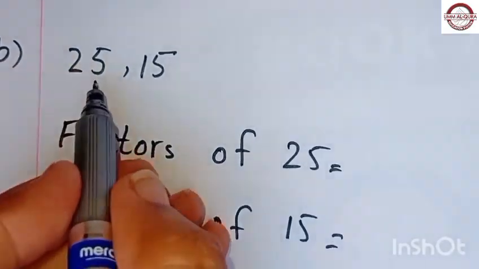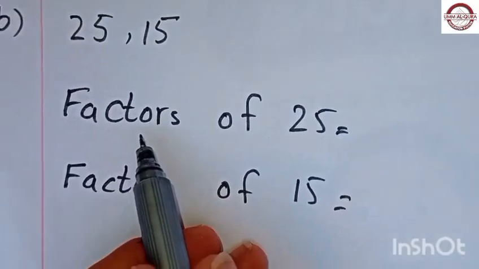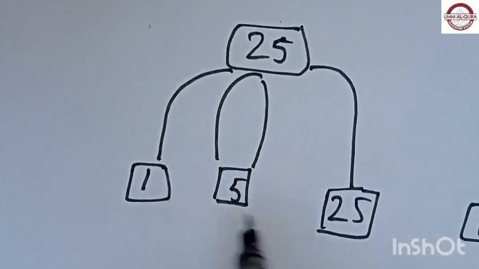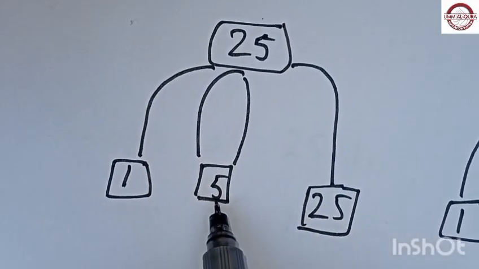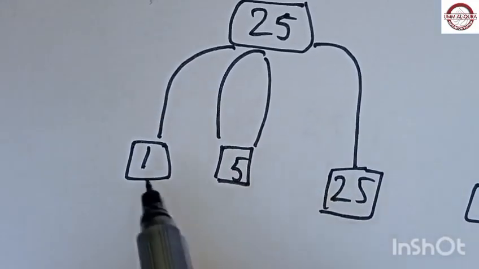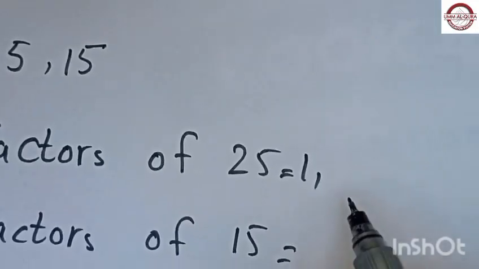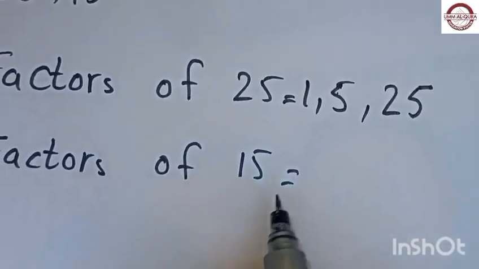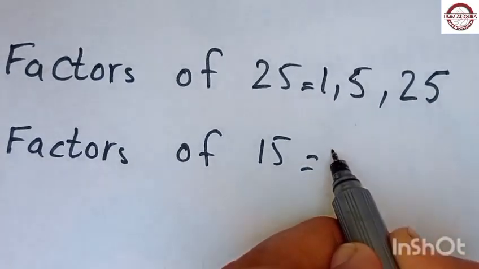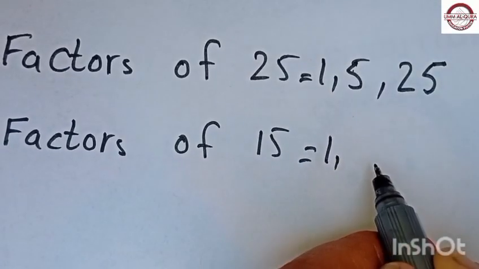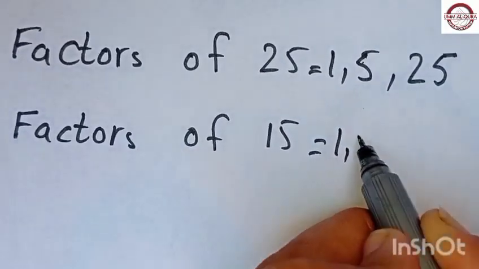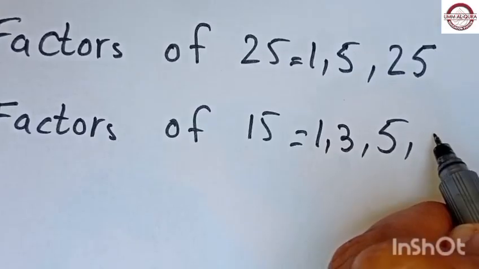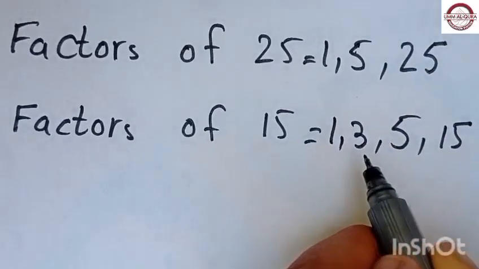In B part, we have values 25 and 15. First of all, we will find the factors of 25. Here 1 and 25. Next, 5 5s are 25. So these are the factors of 25: 1, 5 and 25. Now we'll find the factors of 15. 1 is a factor of every number. So now 1. Then in which table does 15 appear? 3. 3 5s are 15. Now 1 15 is 15. Now these are the factors of 15.